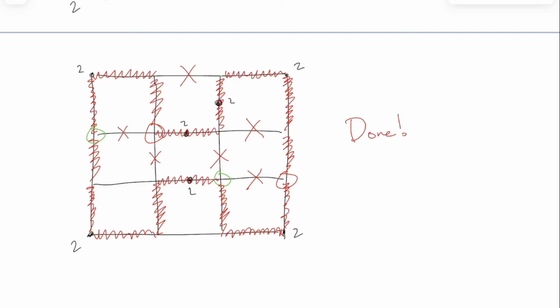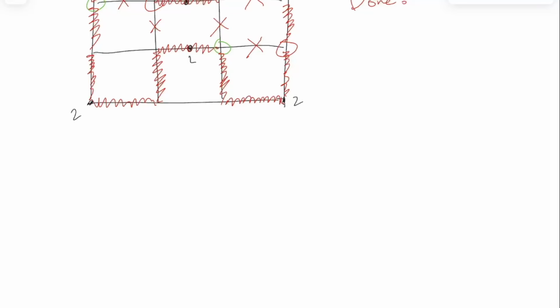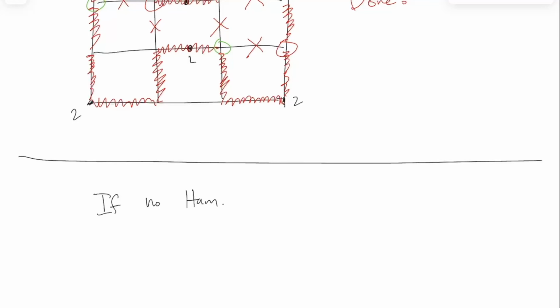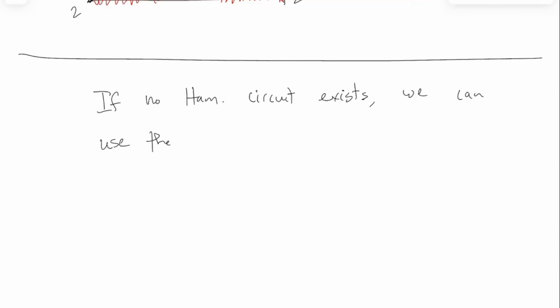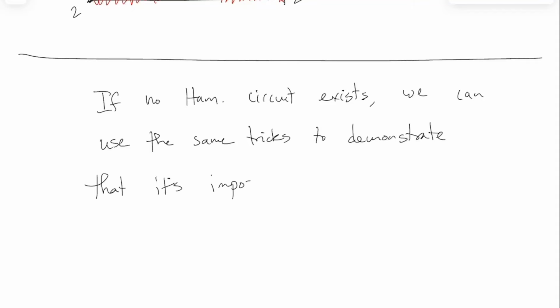I got one more thing to say, and that is, this same procedure will be used to show that no Hamilton circuit exists. Some graphs have a Hamilton circuit, some graphs do not have a Hamilton circuit. If no Hamilton circuit exists, we can use the same tricks to demonstrate that it's impossible.